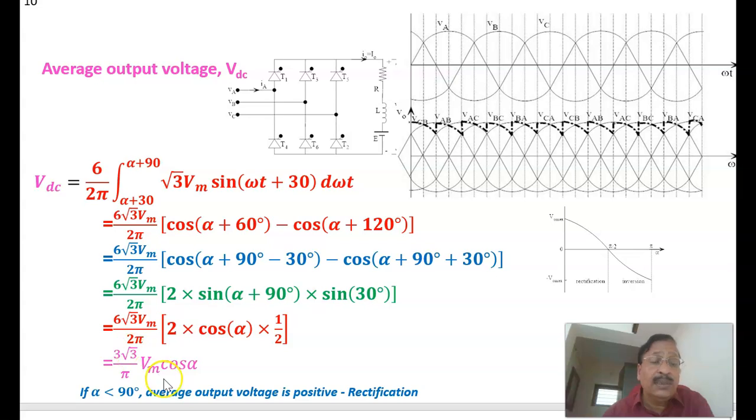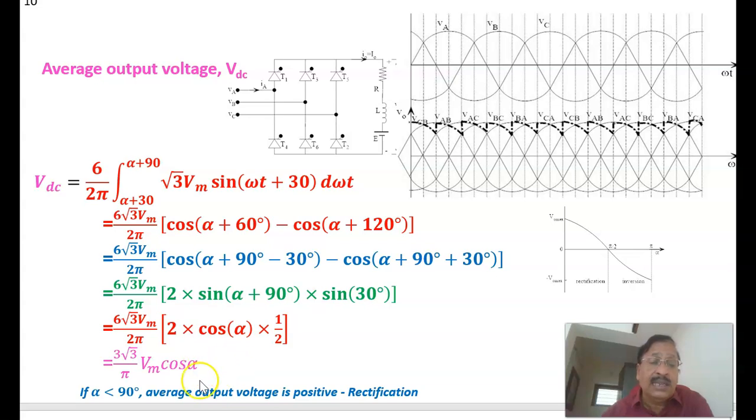Actually, root 3 Vm is equal to the maximum value of the line voltage, because Vm is the maximum value of the phase voltage. One more way you can write it is 3 Vml by pi cos alpha, or equivalently 3 root 3 Vm by pi cos alpha.